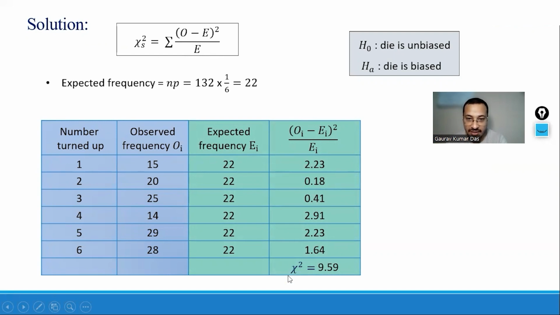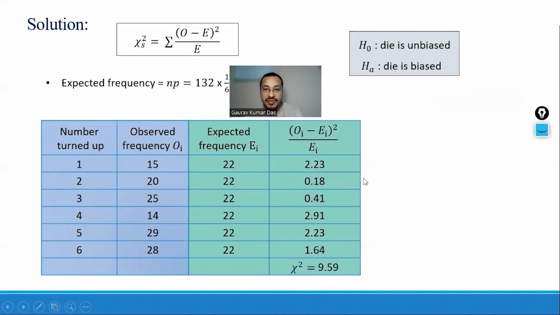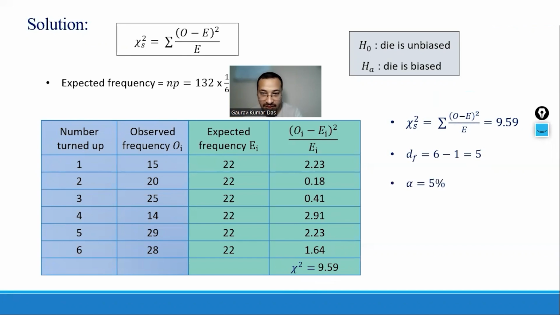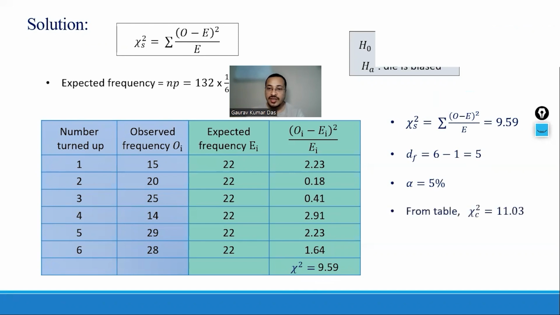I add all these values, so I get the chi-square statistic, which is equal to 9.59. My degrees of freedom: there are 6 data points here, the sample outcomes, so 6 minus 1 is equal to 5. My alpha is equal to 5%, which I typically assume, given this information.